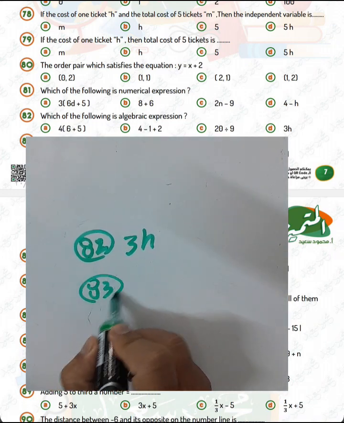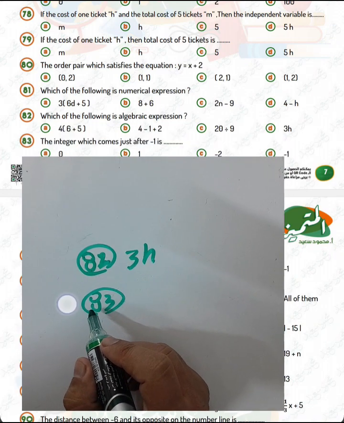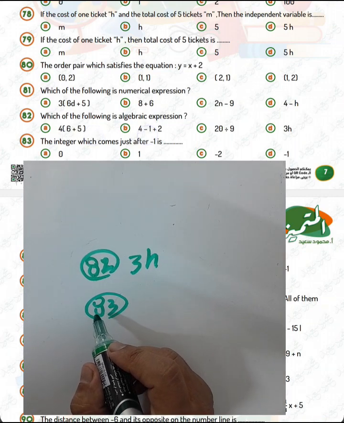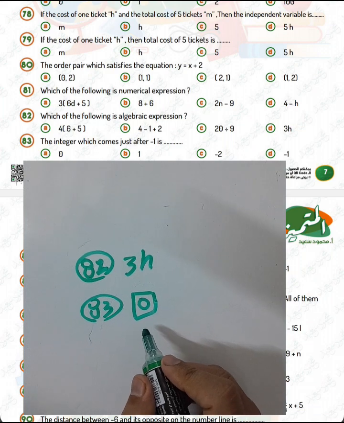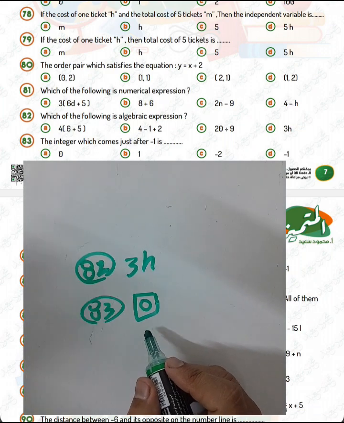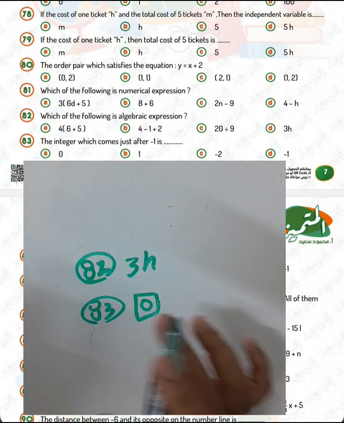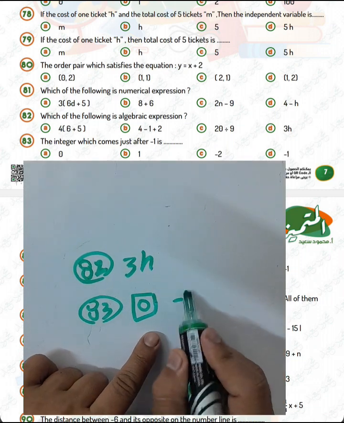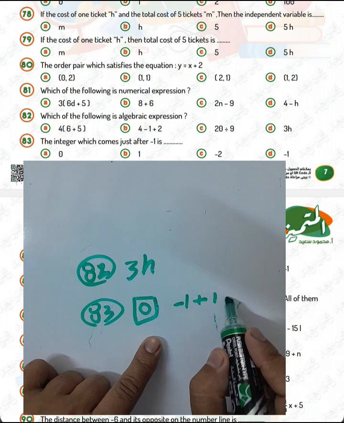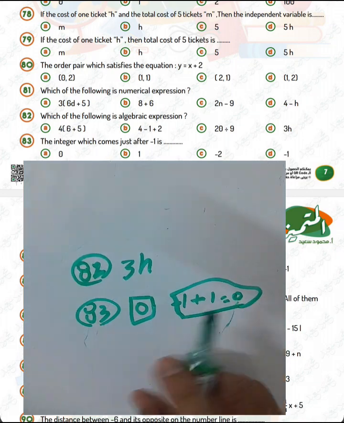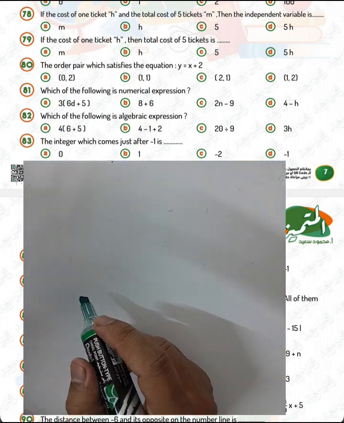Question 83. The integer which comes just after -1 will be 0. Choose letter E. Just after means add 1 to the number. -1 plus 1 will be 0. Then the result will be 0. Okay. Question 84.